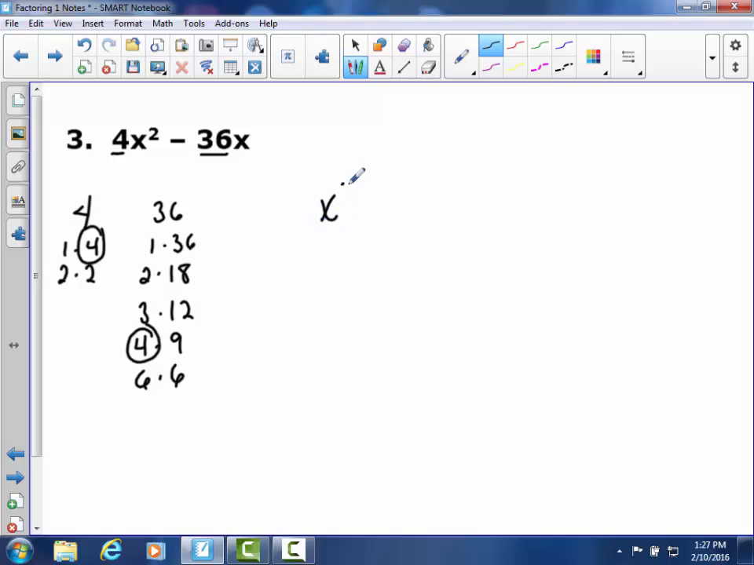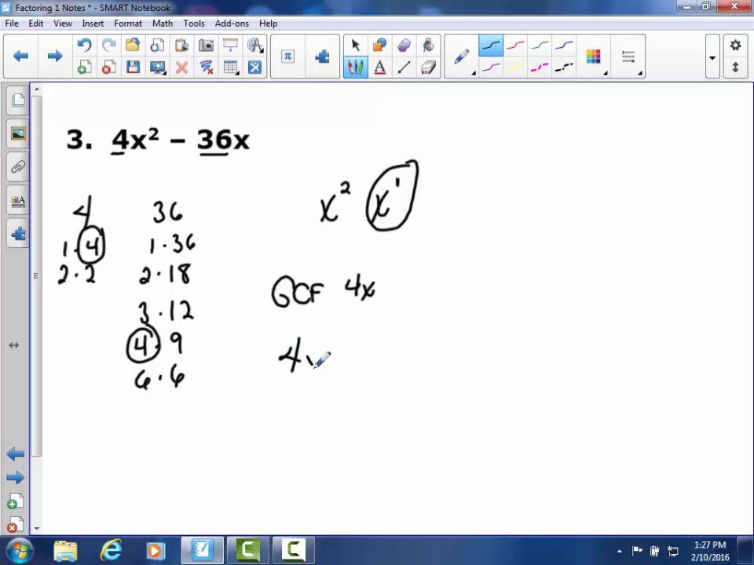Okay. Now I look at my variables. This time I do have variables in common. I have x squared and I have x. Well, x to the first power is going to be the smaller of the two, so that's the one that can come out. Okay. So my GCF is going to be 4x.